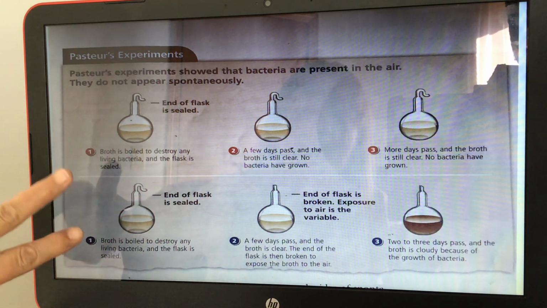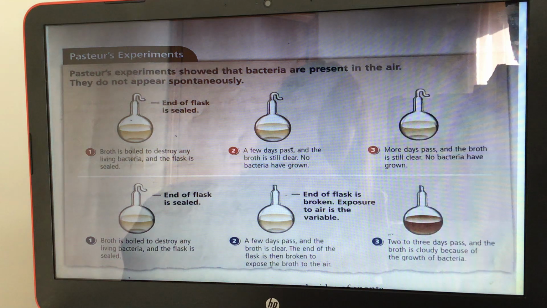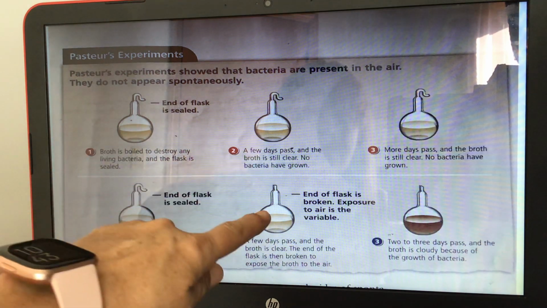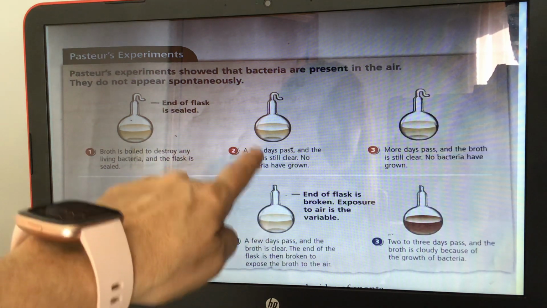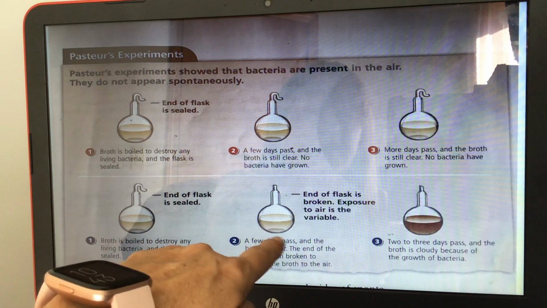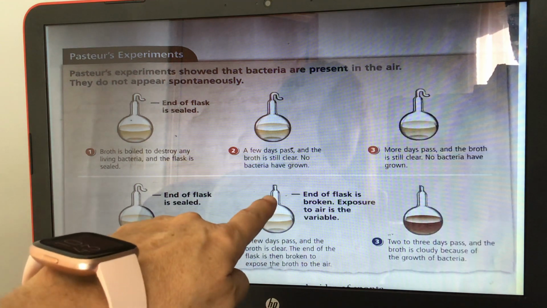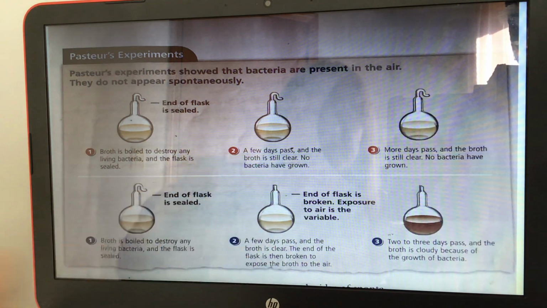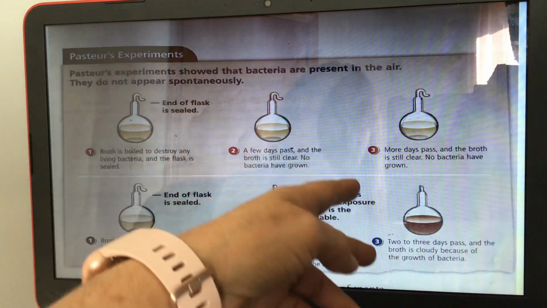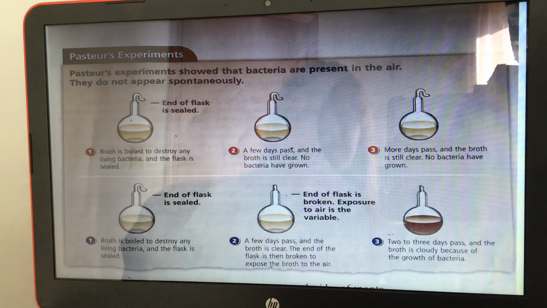And he had 2 flasks, and he had broth and boiled the broth before he put it into the flasks, and then he sealed the flasks. And then this one he broke off after a couple days. They both still had clear broth, so he broke off the top of the flask to let air in to expose it, and then after a couple days bacteria showed up in there.